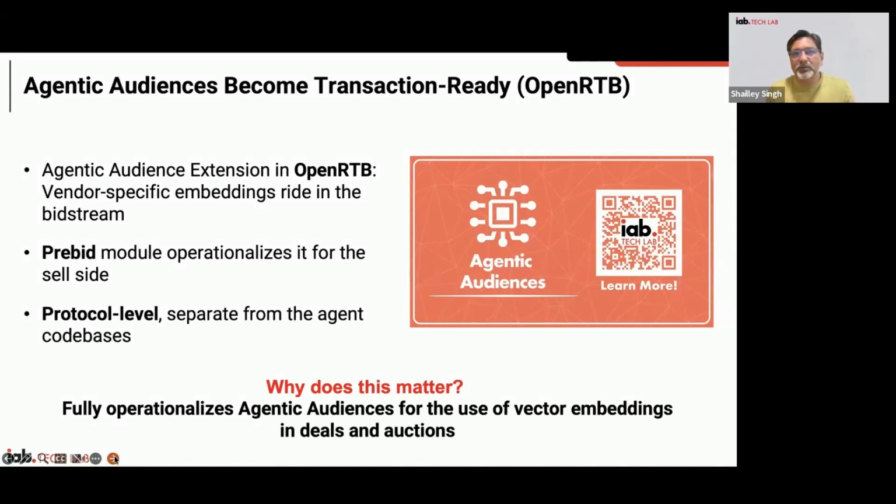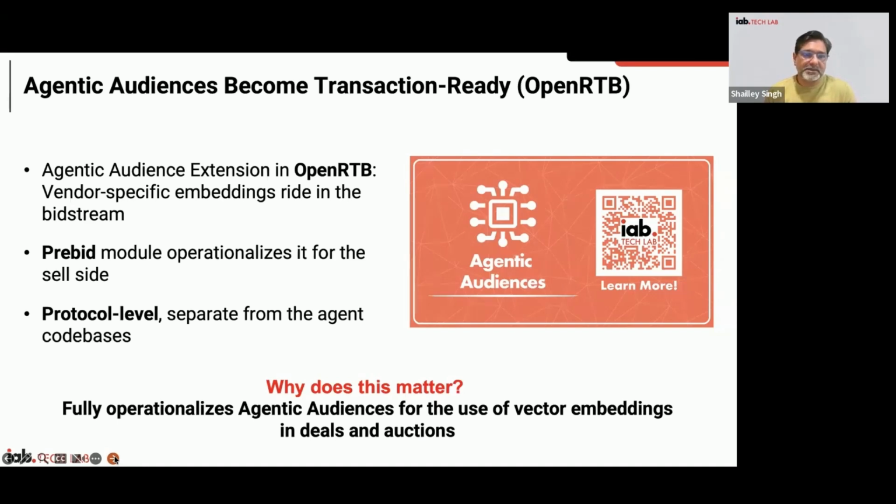So the extension in OpenRTB is now created. A seller can now send a vector embedding of a user description in the OpenRTB bid request. They can define which model they are using, which vendor has created that, and then they can have the actual vector embedding. So the buyer at the other end knows whether they trust that model and that vendor, and whether they want to use it. There's also a pre-bid module that helps sellers and publishers operationalize this on the sell side.